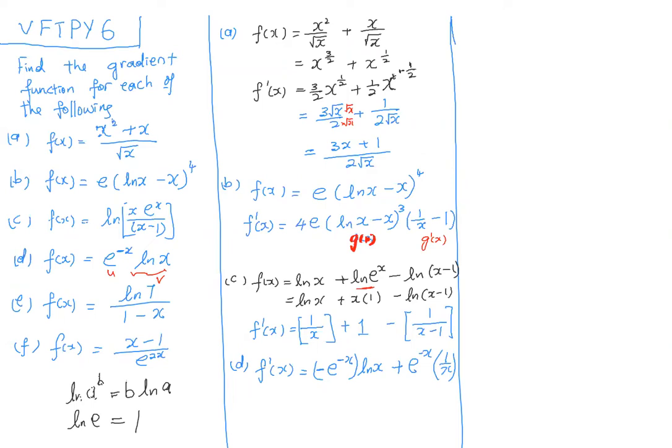Now for this case, if you want to learn how to factorize, you can do so. If you don't want, you can leave your answer like that. So what do I factorize out? I factorize out e to the power of negative x. So this one I have negative ln x plus 1 over x. So you can do like that. So this is a product rule. Okay, now how about E then?